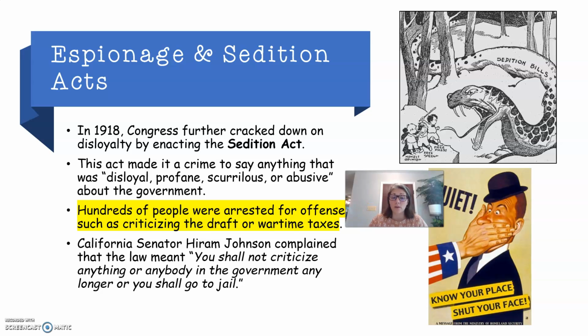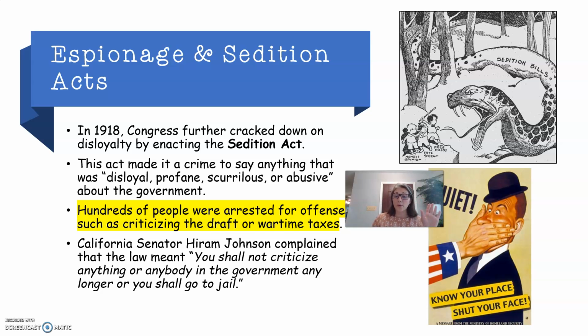And hundreds of people were arrested for criticizing the draft, so for saying simple things like, the draft is stupid, don't sign up. If you said that, you could be fined and you could be put into jail. And then it'd be very hard for you to get a job when you came out, because with that jail time, or that arrest, you'd be labeled unpatriotic. If you spoke out against having to pay higher taxes during the wartime, you could be put into jail.